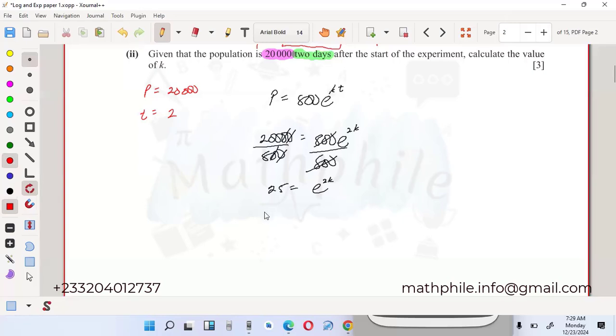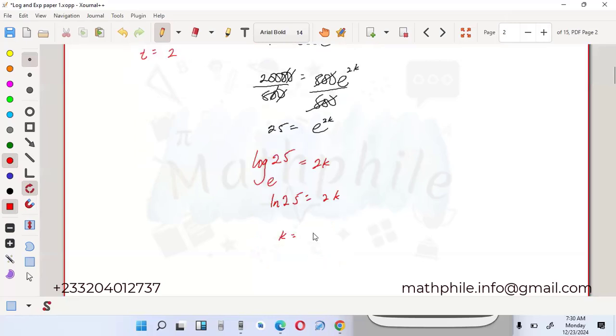Should I change it to logarithm? Okay, so I'll change it to logarithm, so ln 25 is equal to 2k. Then k is equal to 1 over 2 ln 25. Is that okay? Yes. So k is equal to ln 25 raised to the power 1 over 2.